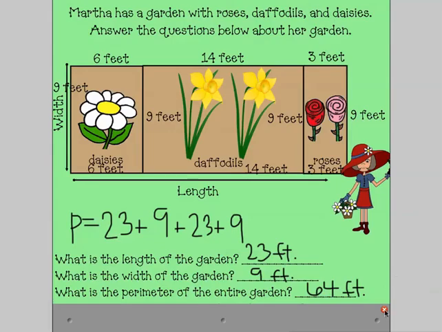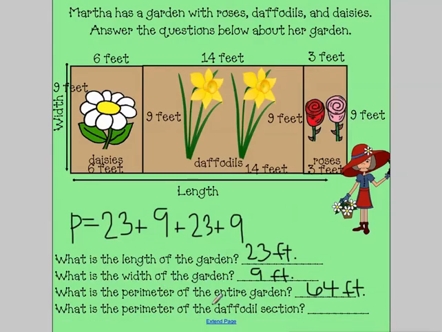All right, let's answer one more question about Martha's garden. What is the perimeter of the daffodil section? So here's where you're going to block out the other sections that you don't need and just focus on the section they're asking you about. So they're asking you to solve the perimeter of her daffodils. So let's find our measurements in our daffodil section. We've got a length of 14 feet and a width of 9 feet.